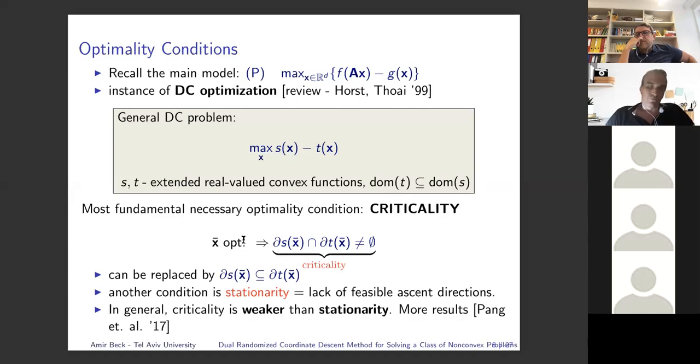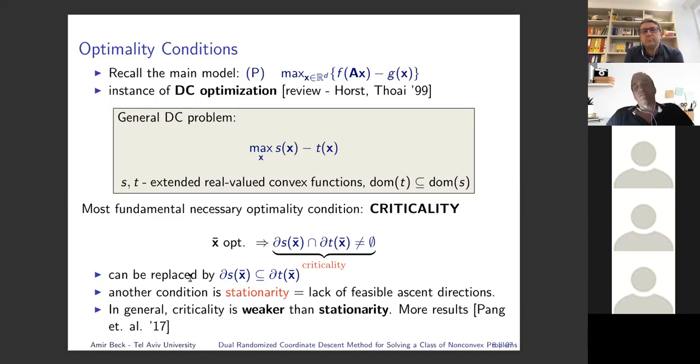And some things that we need to note here. First of all, when you look at the proof of criticality, which is actually very, very simple, it's like two or three lines, you can replace this non-empty intersection property by just saying that the subdifferential set of S is contained in the subdifferential set of T. The same proof shows this, and of course, the fact that the intersection is non-empty follows from this inclusion.